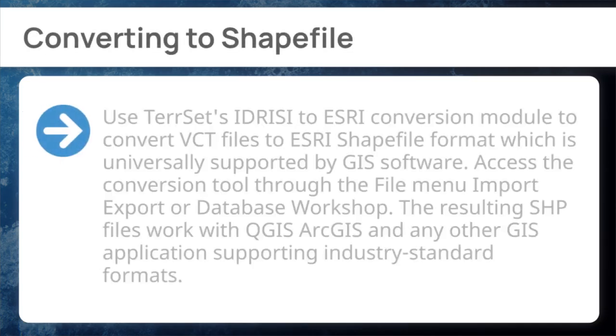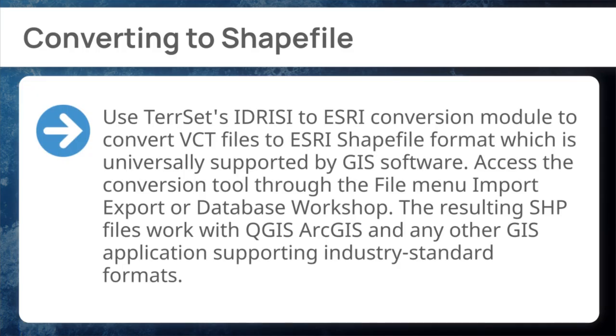Next, converting to Shapefile. Use TerrSet's IDRISI to ESRI conversion module to convert VCT files to ESRI Shapefile format, which is universally supported by GIS software. Access the conversion tool through the File menu, Import, Export, or Database Workshop. The resulting SHP files work with QGIS, ArcGIS, and any other GIS application supporting industry-standard formats.